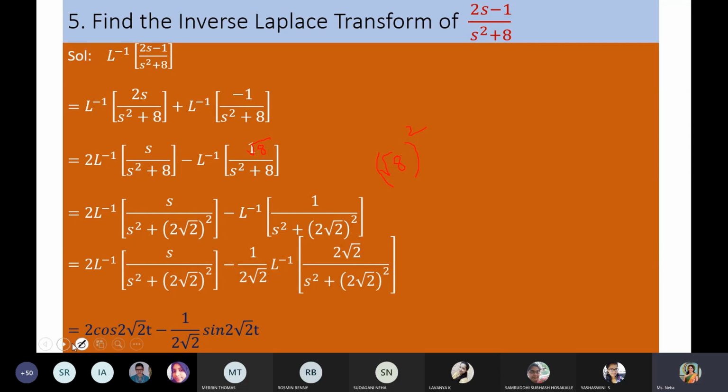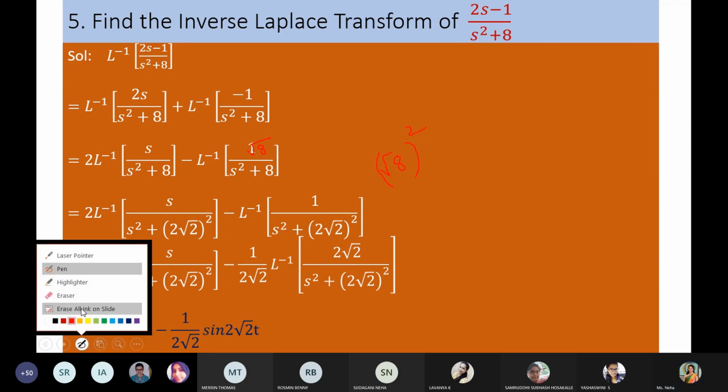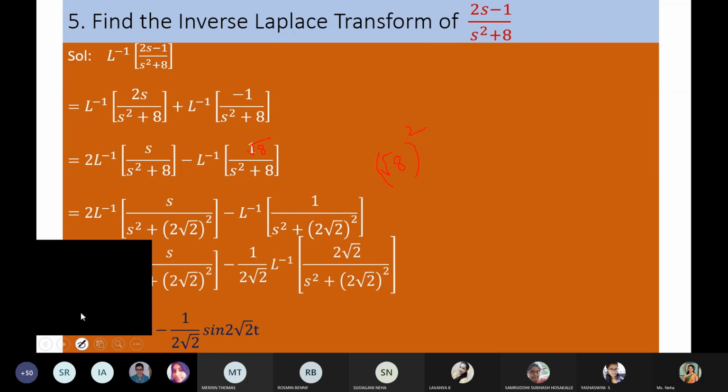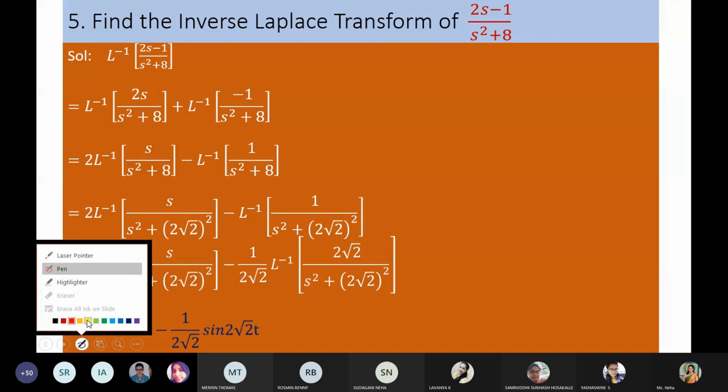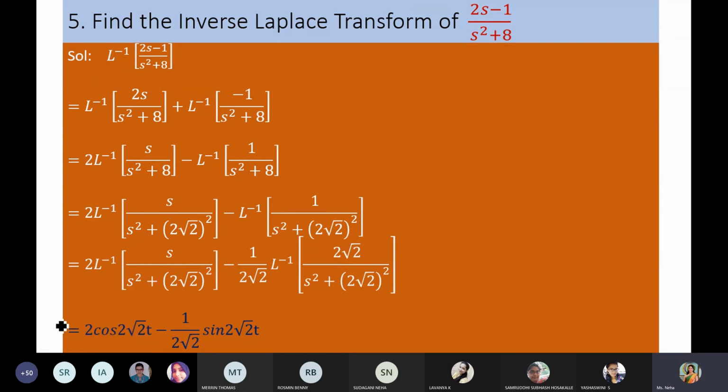Any doubt in this problem? Is there anyone who has any doubt? Tell me. No doubt. No, ma'am. Okay, then I'll do one thing. I'll give you one problem. You solve it and tell me the answer.